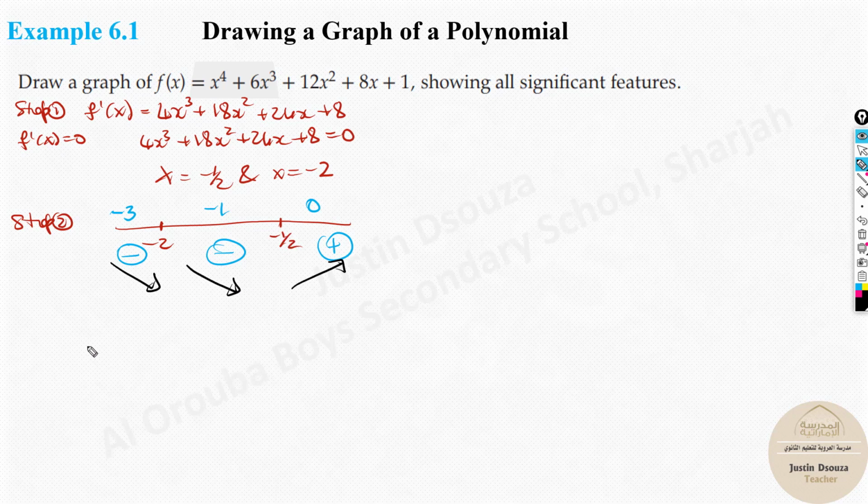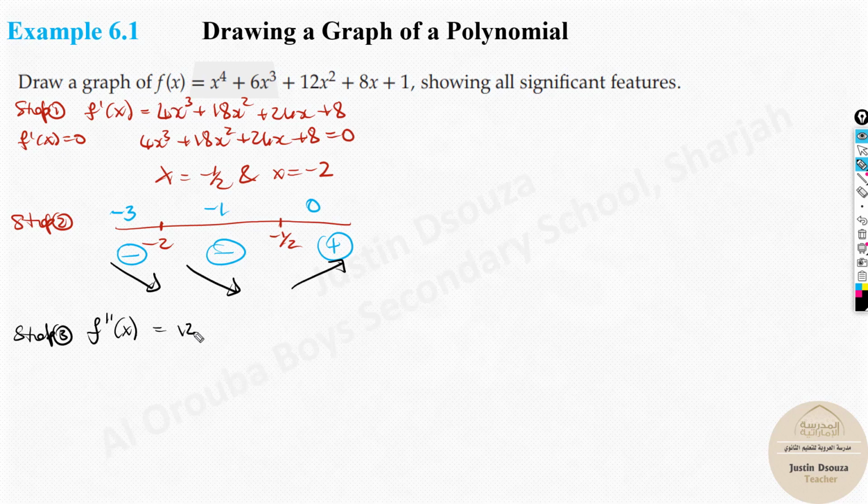What's next? Next we move on to step 3. Now this was about critical values. This was about increasing and decreasing functions. Now we move on to step 3. Step 3 is about the double derivative. We have derived it one time. This is the first derivative. Now its second derivative will be f double dash of x. That will be just deriving this equation.